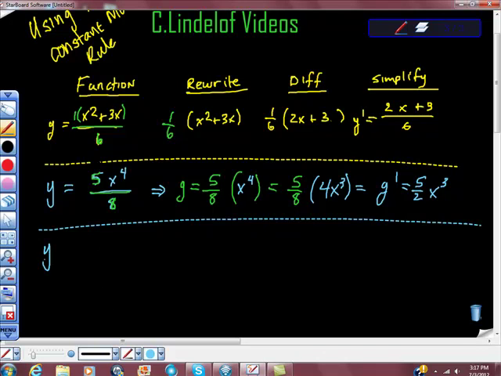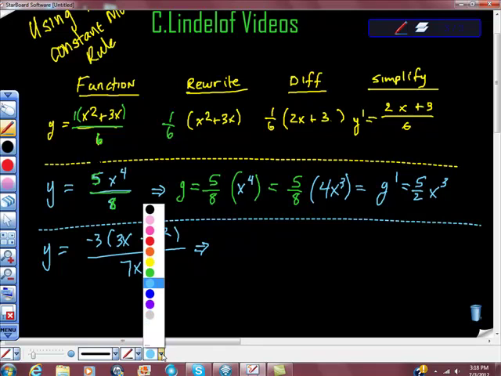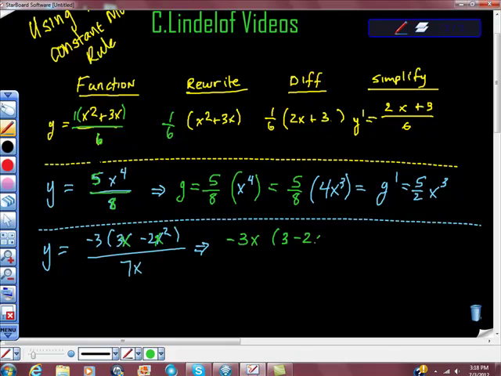It says that y is equal to -3 times 3x minus 2x squared all over 7x. I'm hoping you're remembering your algebra really well. So we have these factors of x that we can take out. Here's a factor of x here, and there's two factors of x there. So we can take out -3x times 3 minus 2x all over 7x, hoping that your algebra is good. You're like, you know what, x over x is 1 if they're factors, and we get this.